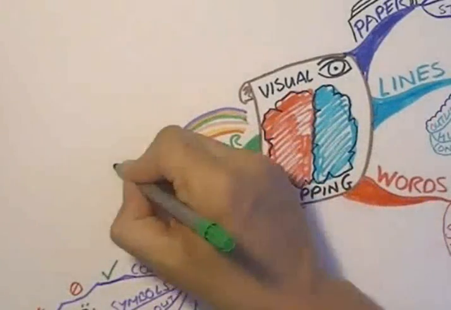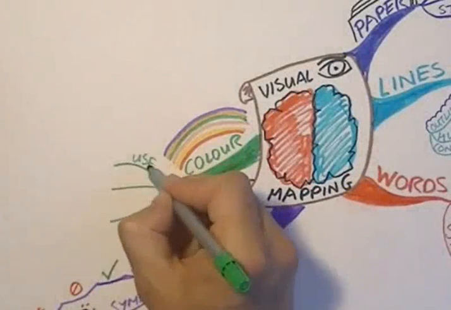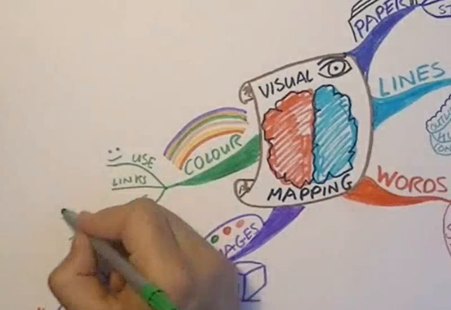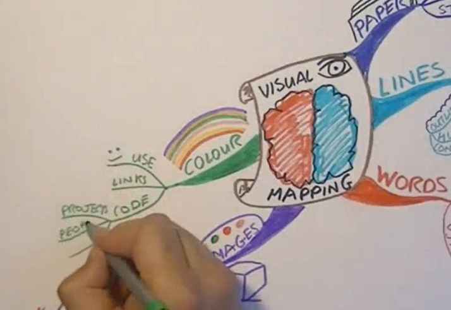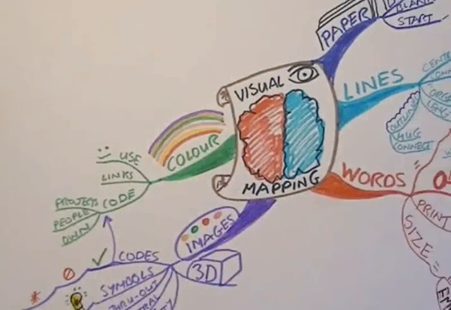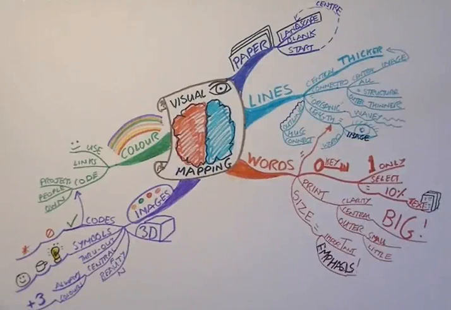You can use color to link things together. You can code things on a visual map, coding projects, tasks, people. The key thing is to make those codes your own, make them distinctive. They will then become effective.